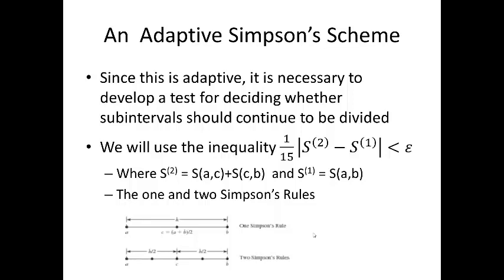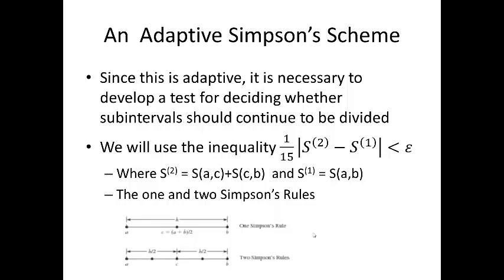We're going to basically use the inequality (1/15)|S2 minus S1| ≤ epsilon, where S2 is the two-panel Simpson's rule, S(A,C) plus S(C,B), and S1 is S(A,B), the one-panel Simpson's rule, and those are depicted at the bottom of the slide. If you're not getting enough math yet in this class, there's a derivation of this rule on page 233. Now, if we don't satisfy that inequality, then we split the interval [a, b] into two subintervals, AC and CB, where C is the midpoint, C equals (A plus B) divided by 2.